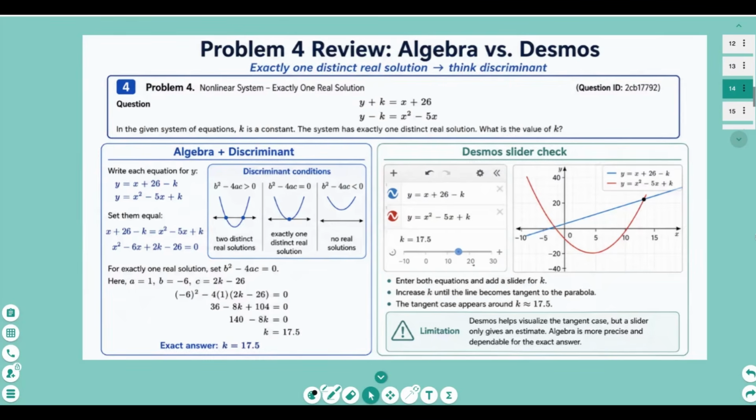When you see exactly one real solution, think discriminant. Desmos helps visualize tangency, but algebra guarantees the exact answer, k equals 17.5, every single time.